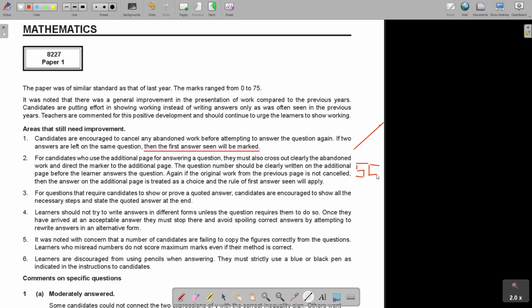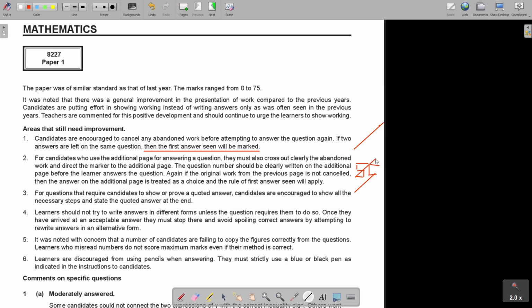Before the learner answers the question again, if the original work from the previous page is not cancelled, then the answer on the additional page is treated as a choice and the rule of the first answer seen will apply. So then they will mark the one on the space provided. So don't forget to cancel that.